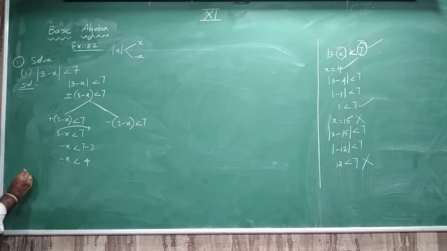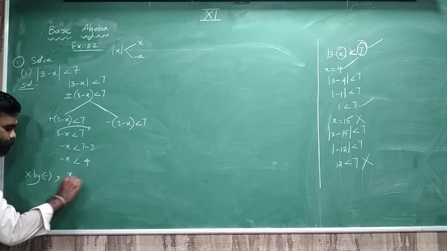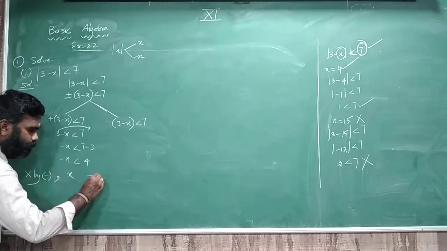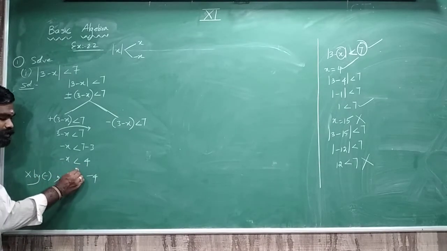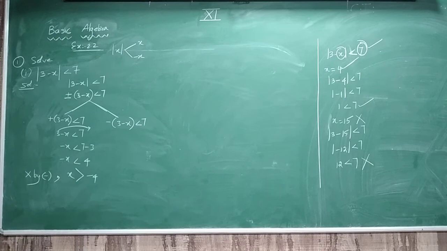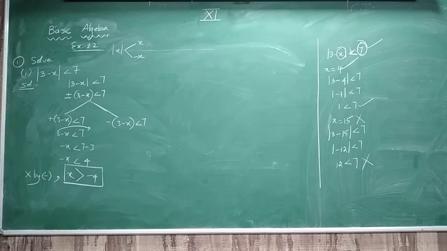Multiply by minus on both sides. If I multiply by minus on both sides, this minus will become plus, this plus will become minus, this minus will become plus, and this plus will become minus. The inequality will change. Therefore, x is greater than minus 4.